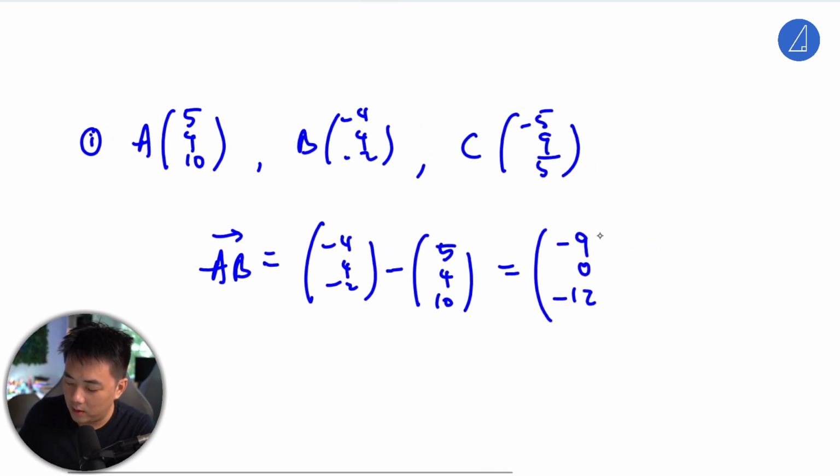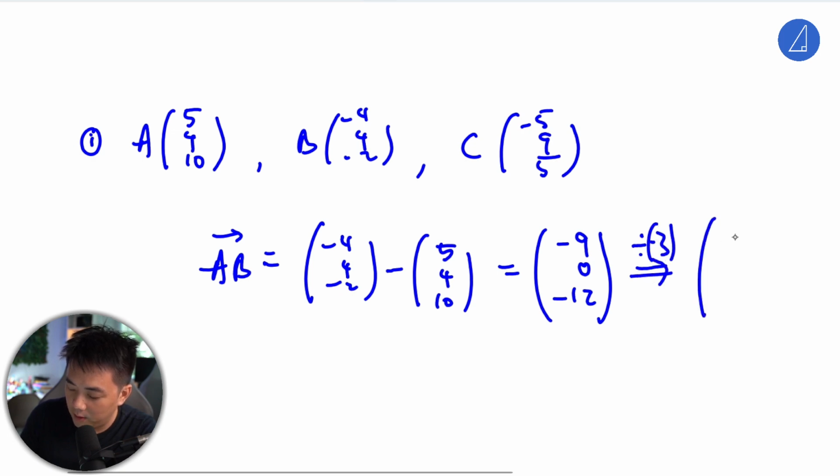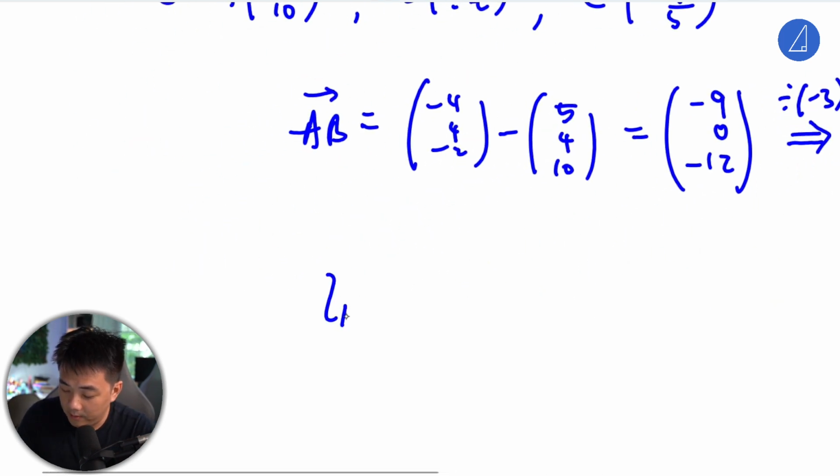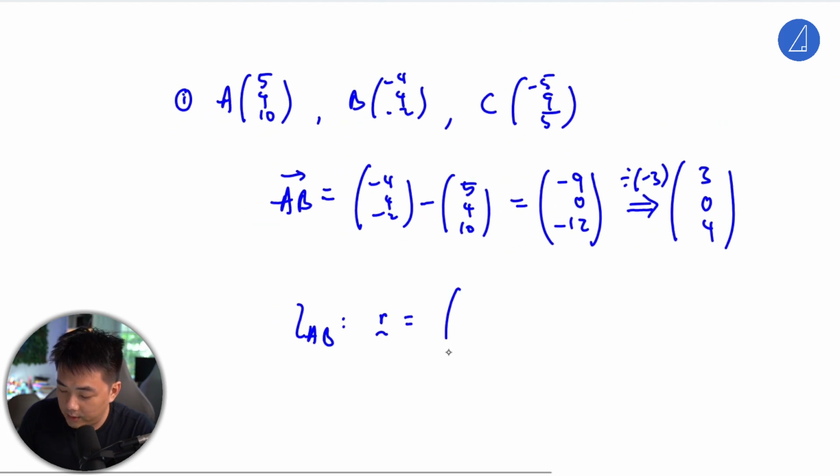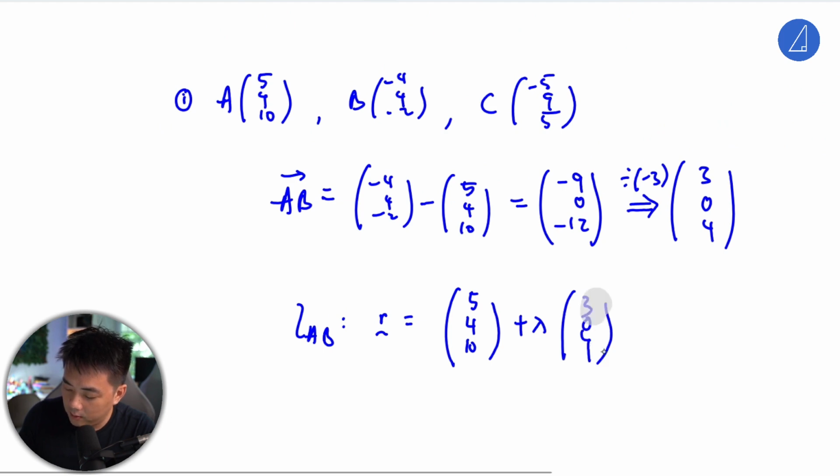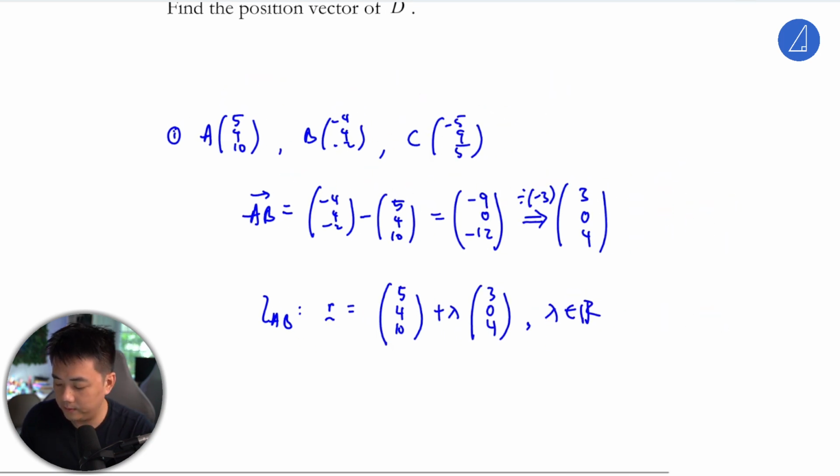-12). This is a direction vector, so we can simplify it by dividing by negative 3. So it's (3, 0, 4). Line AB will then be r equals any point on the line, which I'm just going to use (5, 4, 10), plus lambda (3, 0, 4). The lambda is a real value.